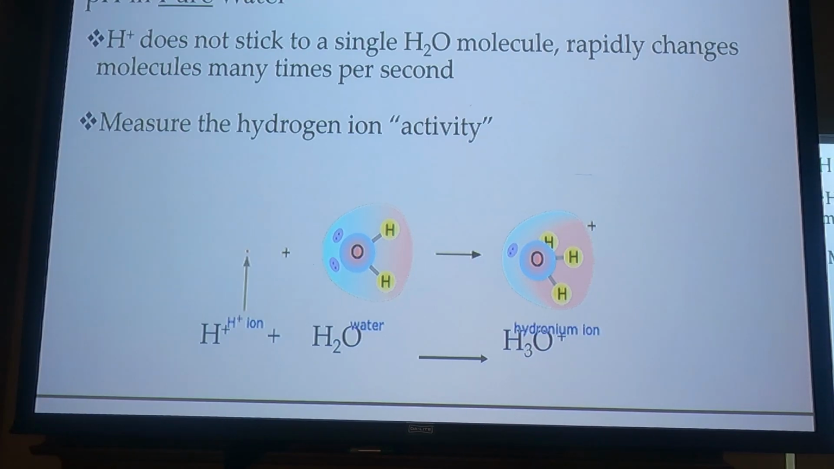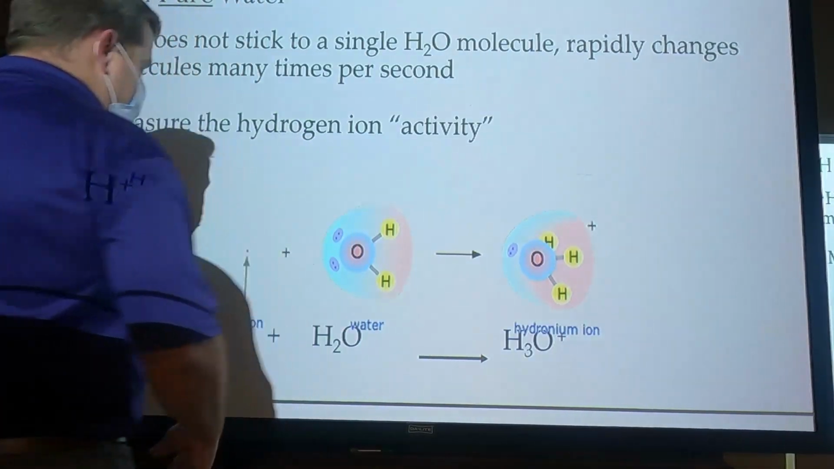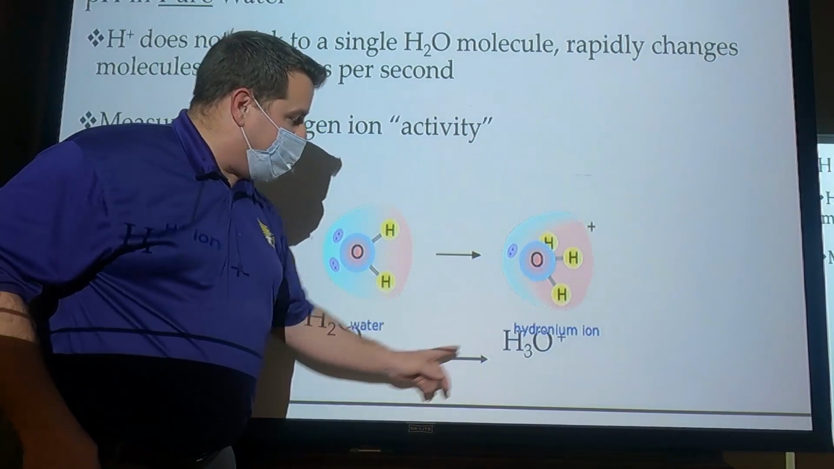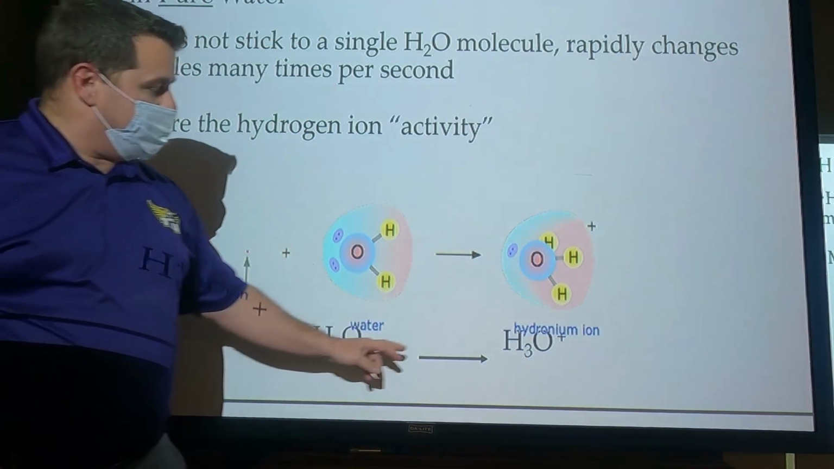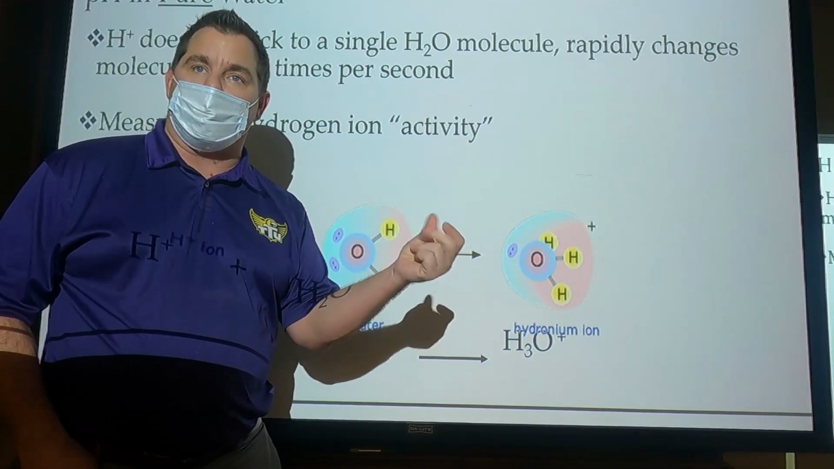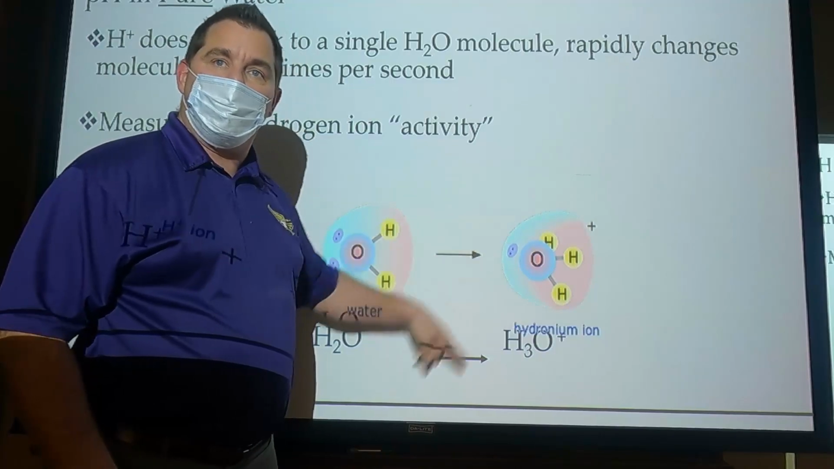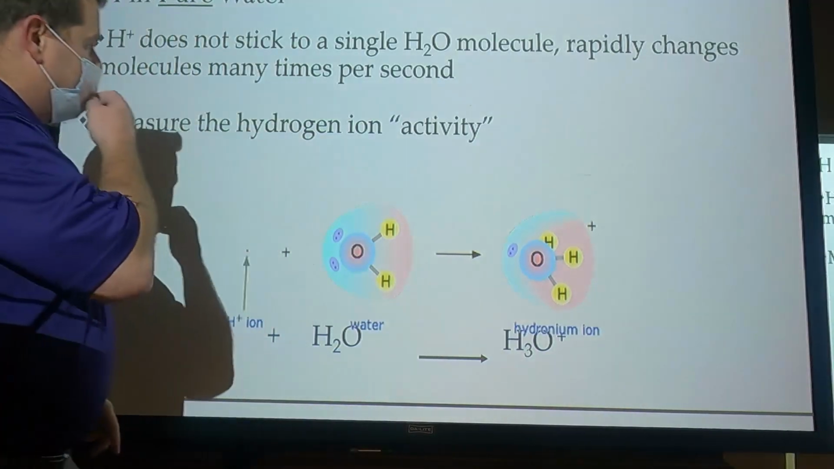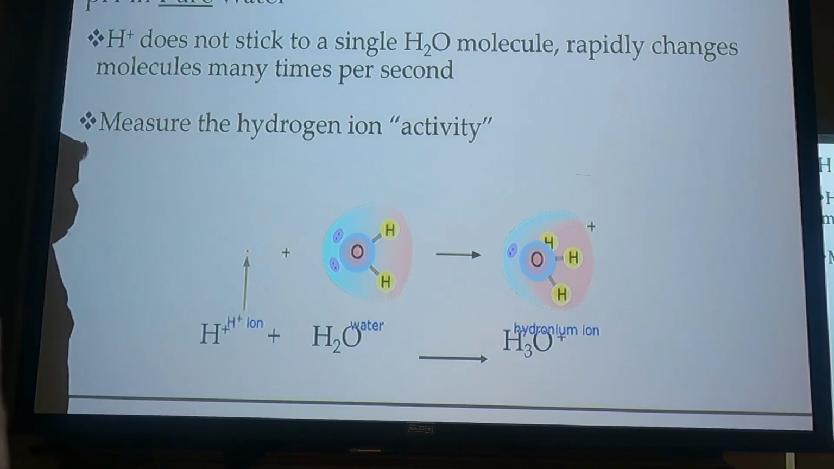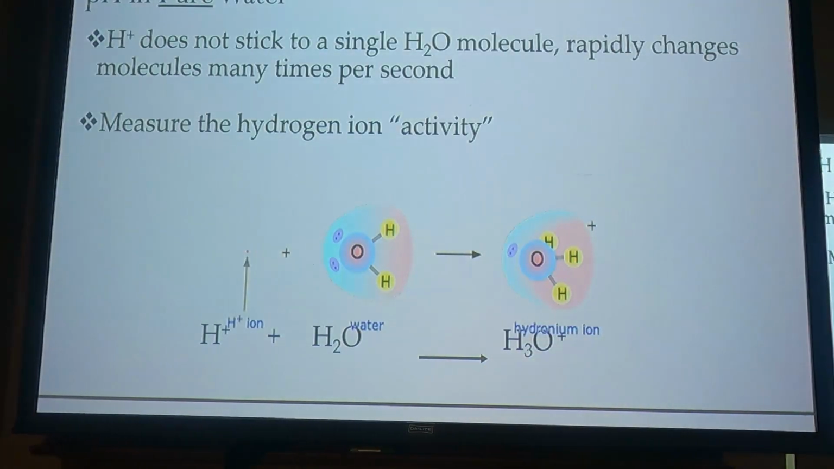The way they measure this is that there's a hydrogen ion in the solution, and it will associate with a water molecule to form the hydronium ion. But this reaction happens so quickly that it's bouncing back and forth between these two molecules. When that happens, we can measure the hydrogen activity based upon how much this is jumping back and forth and moving around.